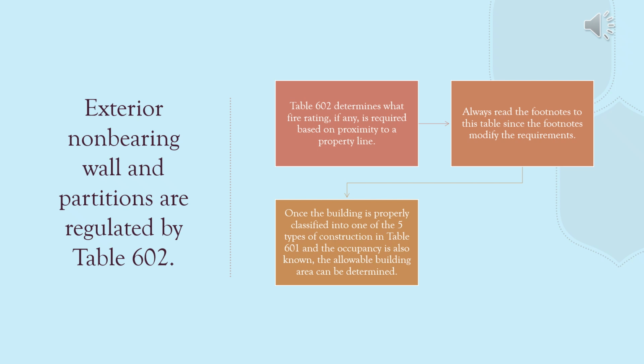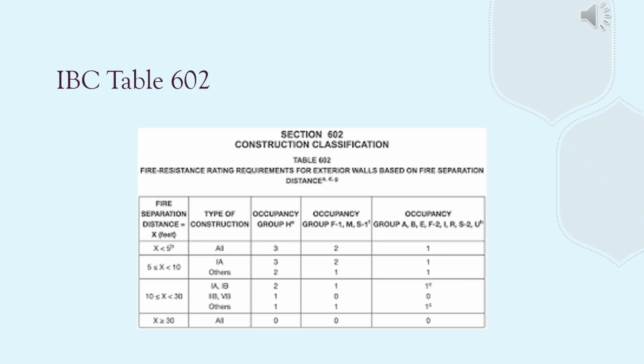Once the building is properly classified into one of the 5 types of construction in Table 601, and the occupancy is also known, the allowable building area can be determined. So we have a step-by-step approach to getting to building area. Again, tab and highlight Section 602, Construction Classifications.